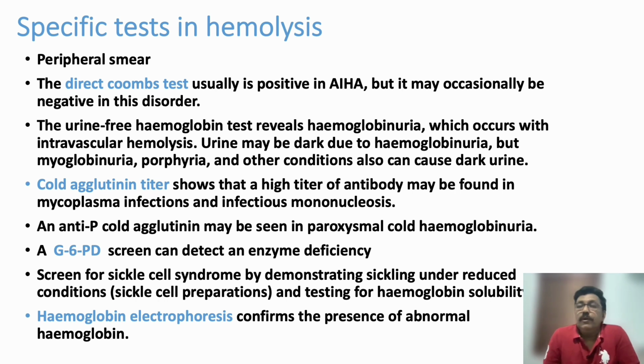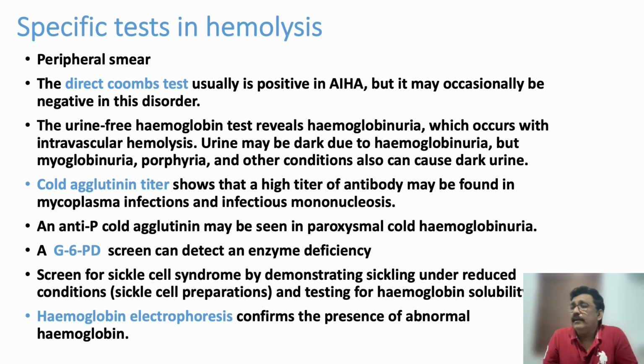Coombs test is one important test in hemolytic anemia. If Coombs test is positive, that means it is an immune mediated hemolysis. If Coombs test is negative and the patient is having hemolytic anemia, then it is a non-immune mediated hemolysis. So we can investigate in that way also.